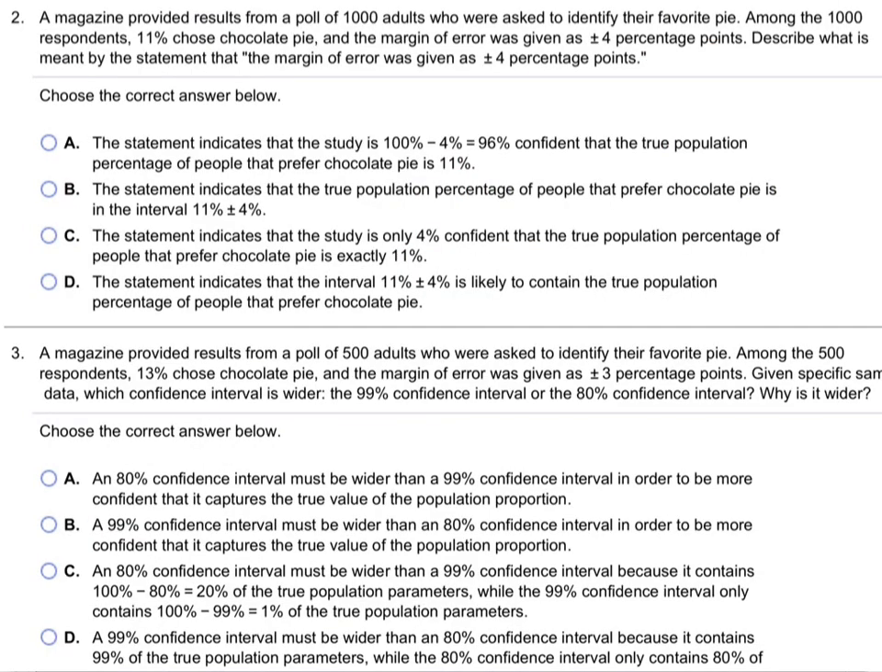Let's go to number 2. These are just touchy-feely questions, no calculation. Number 2. A magazine provided results. 1,000 adults were asked to identify their favorite pie. Among 1,000 responses, 11% chose chocolate. The margin of error was plus or minus 4 percentage points.